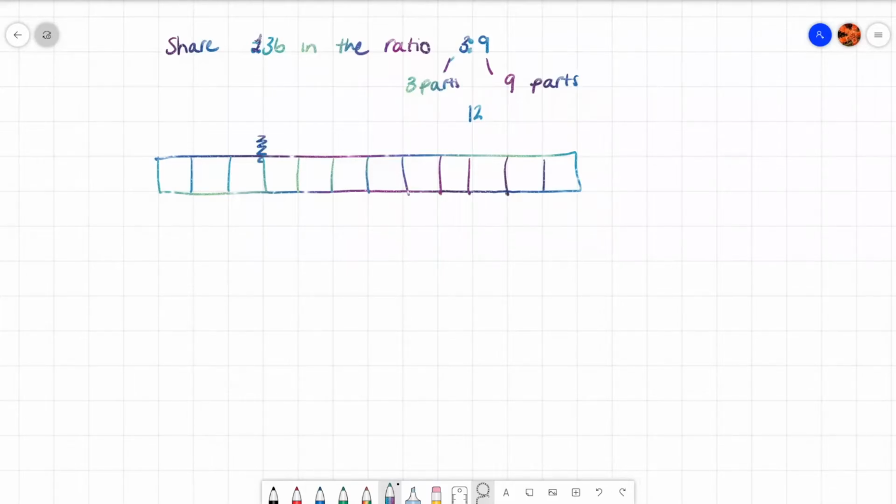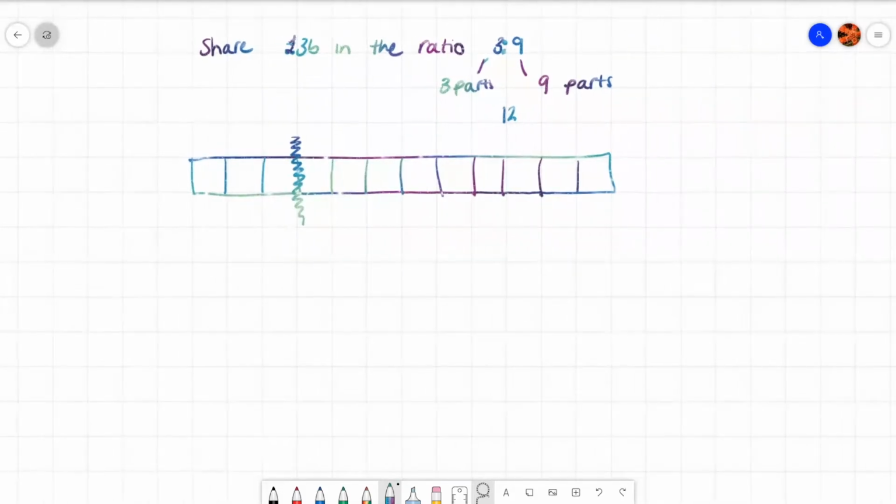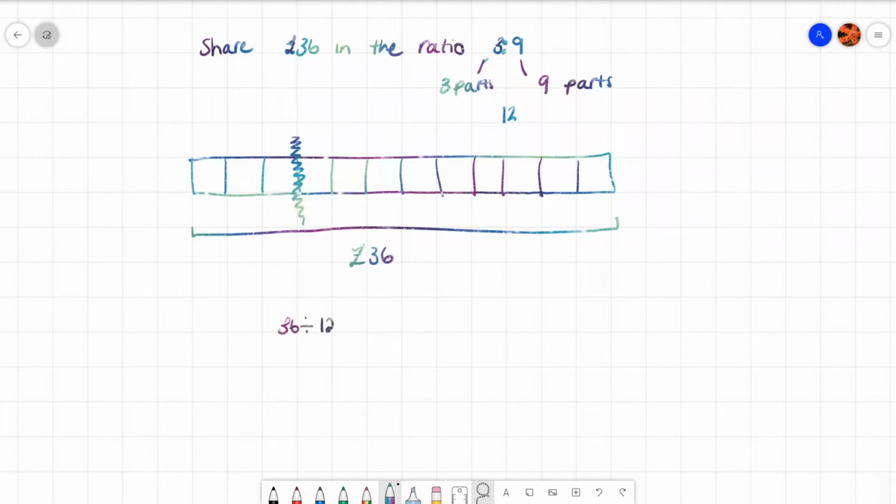After 3, I'm just going to draw myself a squiggly line because somebody's getting these three parts and the other person is getting those nine parts. Well, this whole bar is worth £36. So if I'm sharing 36 into this bar, how will I work out how much one box is? Well, one box is going to be 36 divided by 12, isn't it? Because I'm sharing 36 into 12 boxes. That means one box is 3. So you just write 3 in each one.